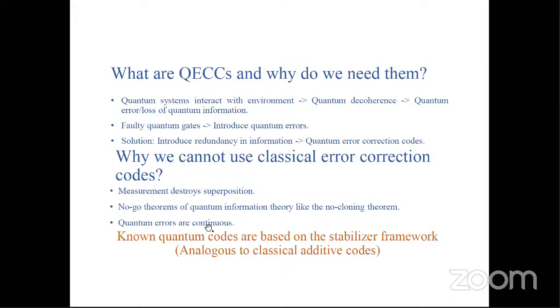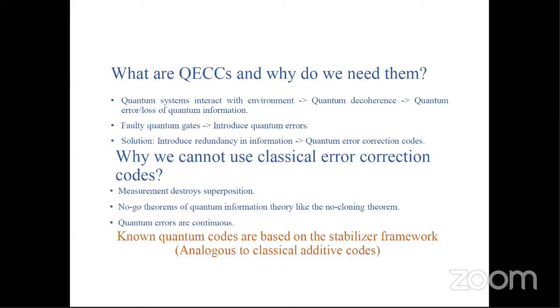And the next thing is other no-go theorems of quantum information theory, like the no cloning theorem, no broadcast theorem, and various other theorems, due to which we cannot copy the same state. So we cannot copy the same quantum information and parallelly process them.